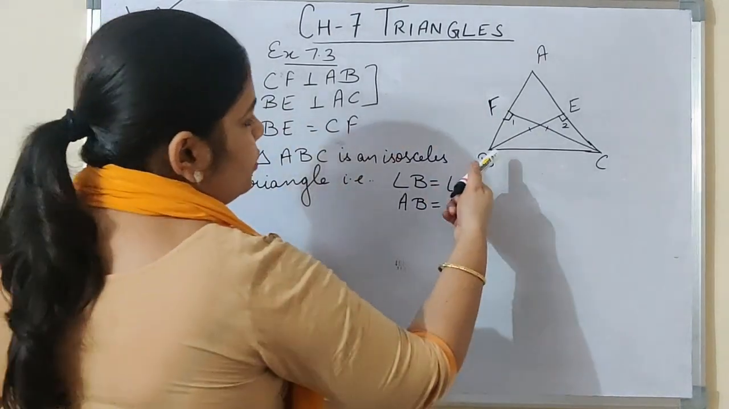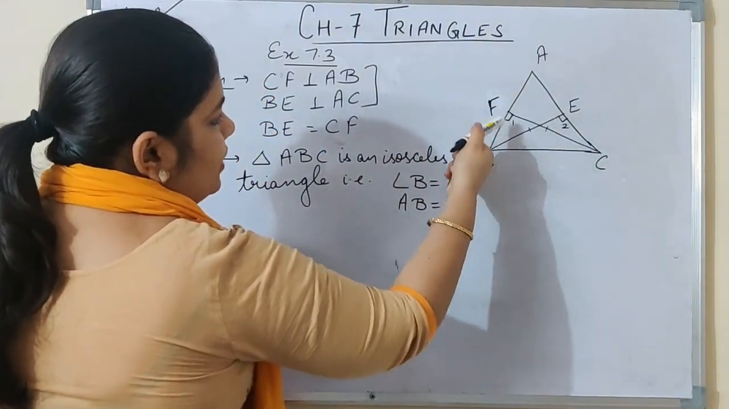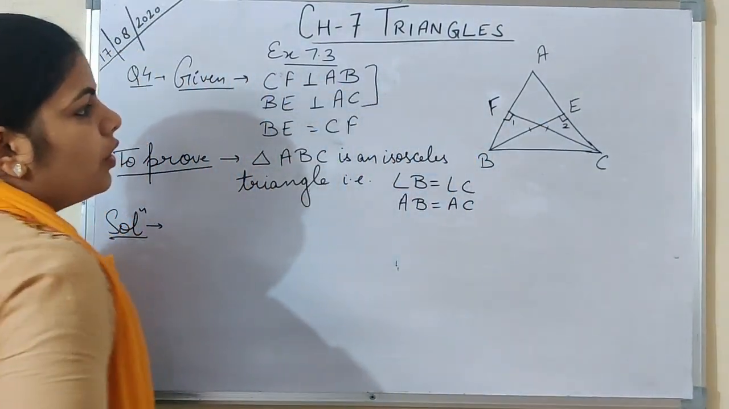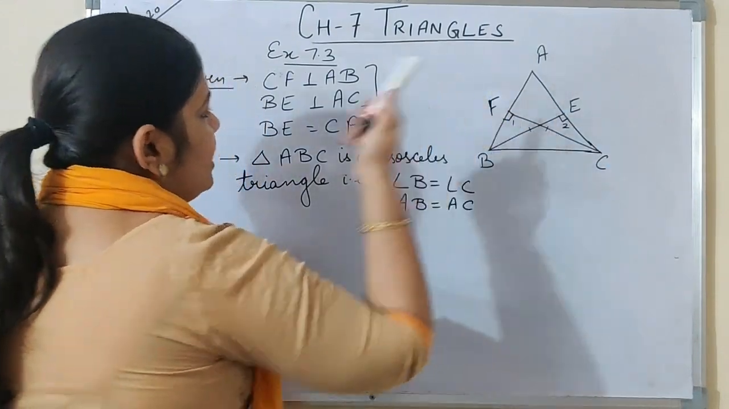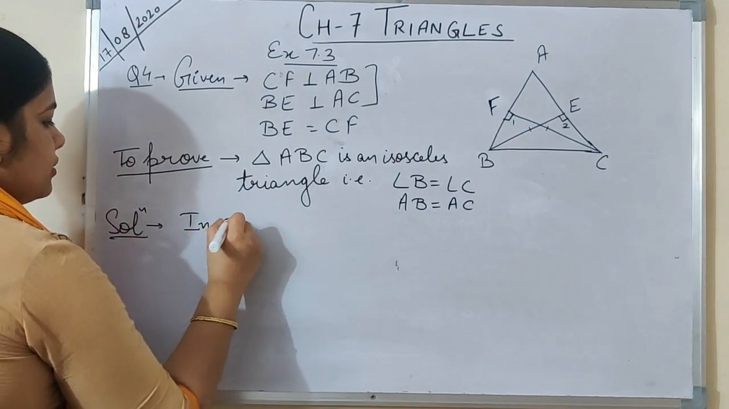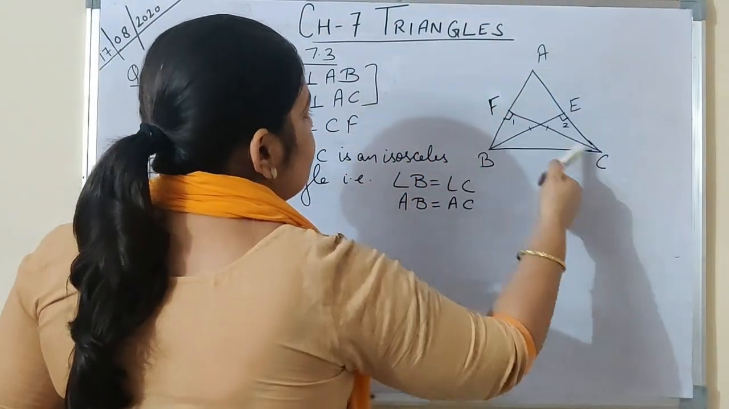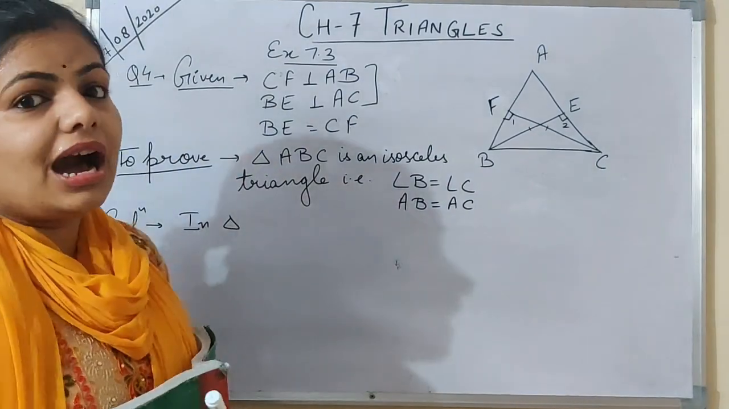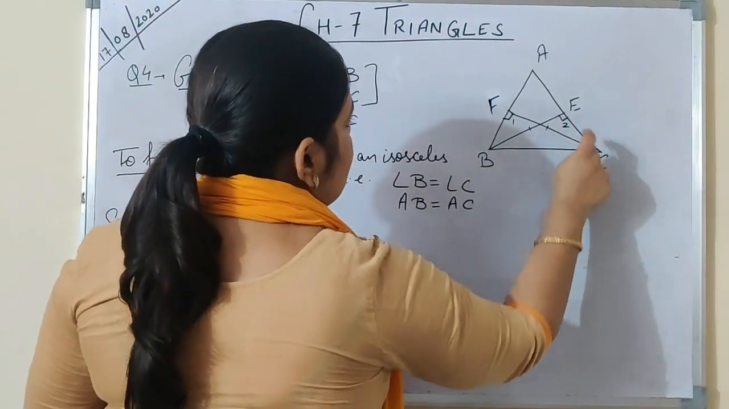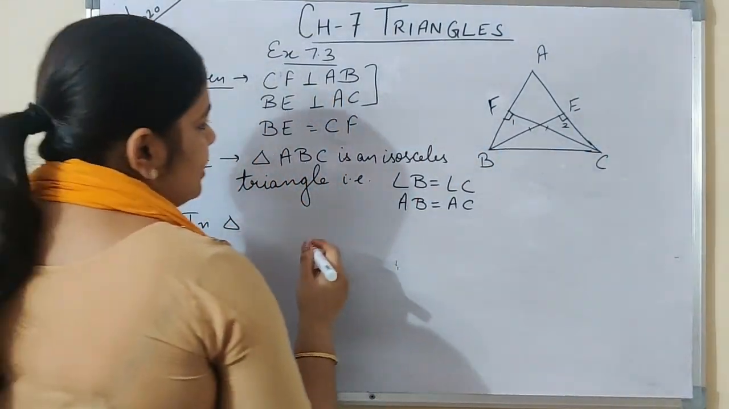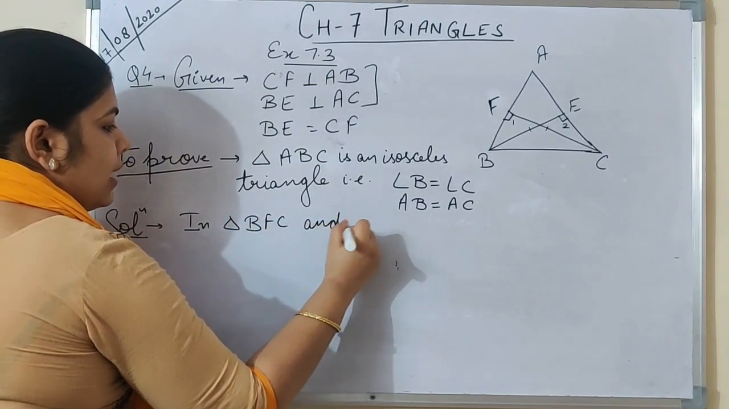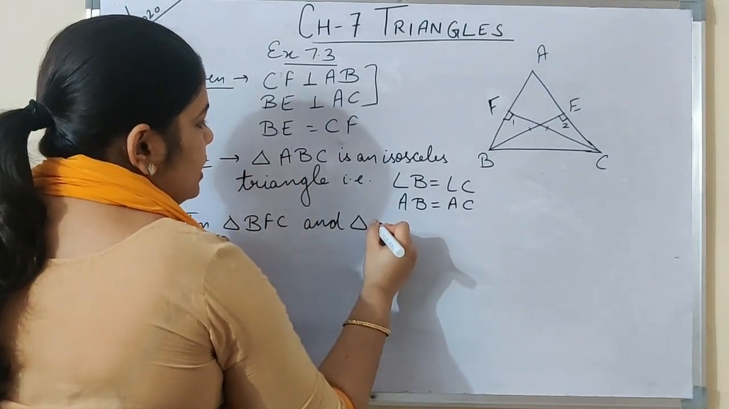Okay, as we have to prove that angle B is equals to angle C and we have to use RHS, so that's why I am going directly in these two triangles. Although we can go in these two triangles and then we can prove it, but I am going in these two triangles, because if we go in these two triangles, then it will not be proved by RHS congruency rule. So for proving it by RHS congruency rule, we have to go in these two triangles. That is, in triangle BFC and triangle CEB.